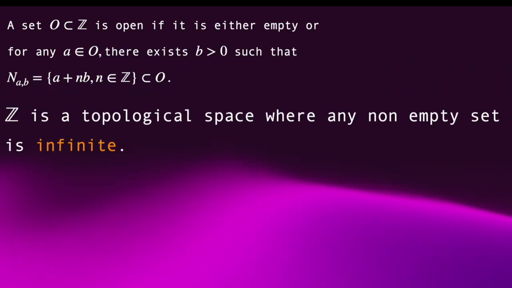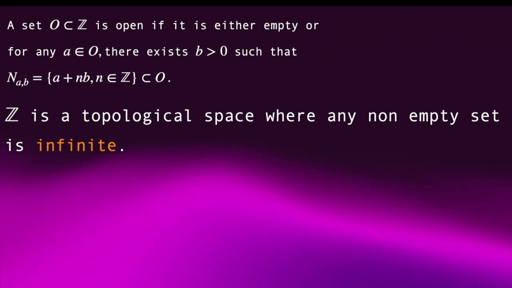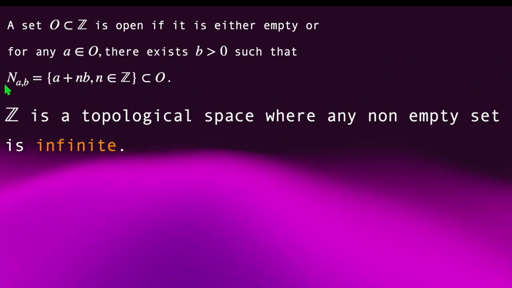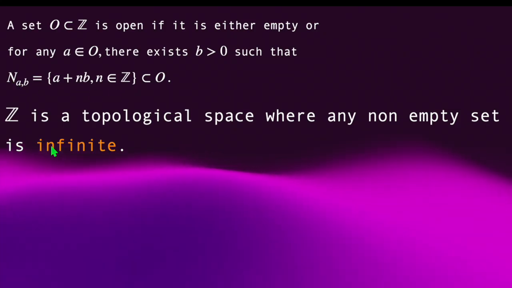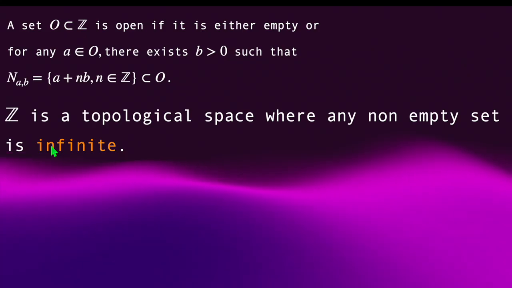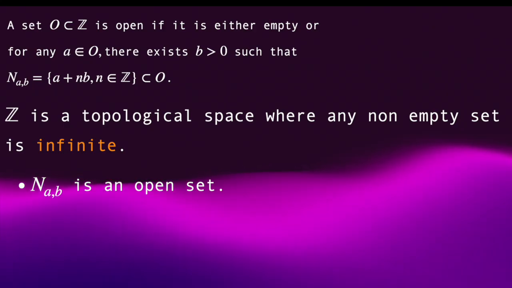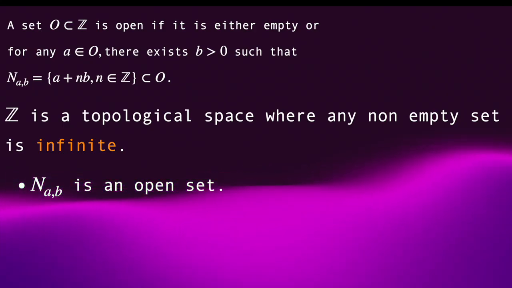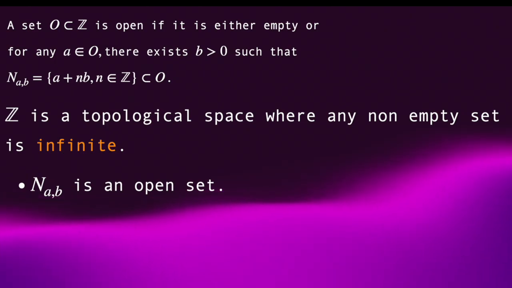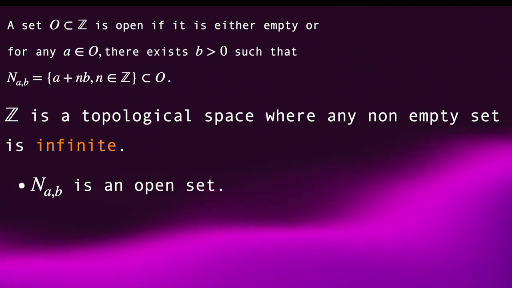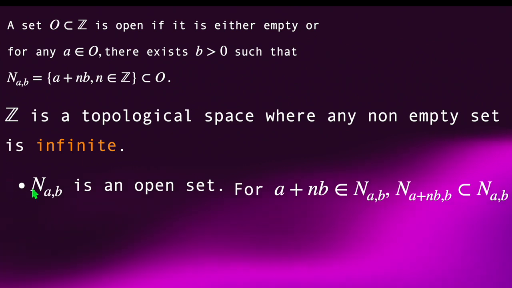So far we have shown that Z is a topological space, and the non-empty sets are infinite because they contain these balls which are infinite. And now we have the key properties which will permit us to show the infinitude of prime numbers. The first one is that NB is an open set.